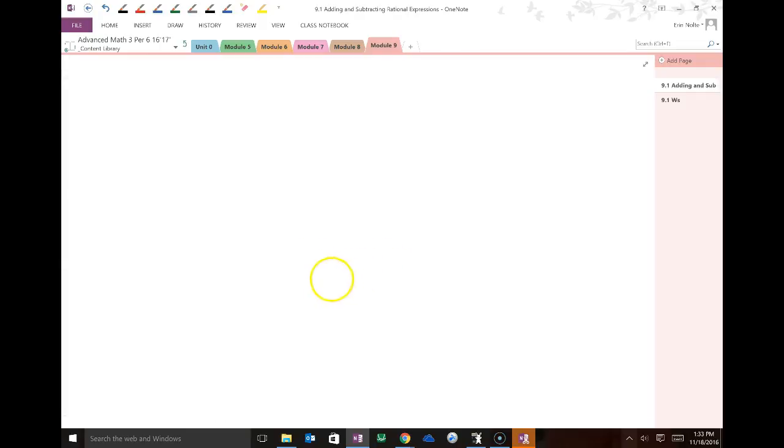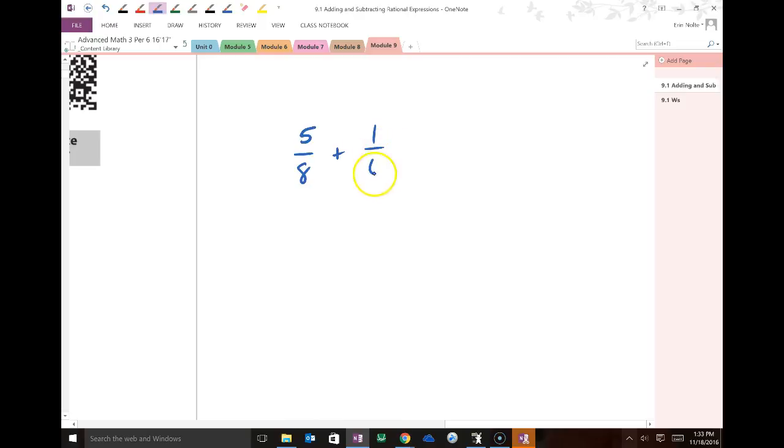Okay, so let's rewind like 6 years ago. 6 years ago, you were sitting in 4th grade, maybe, give or take a few years, I don't know. And you were learning about adding and subtracting fractions, right? Which technically is adding and subtracting rational expressions, right? And they gave you something like 5/8 plus 1/6. Remember that?